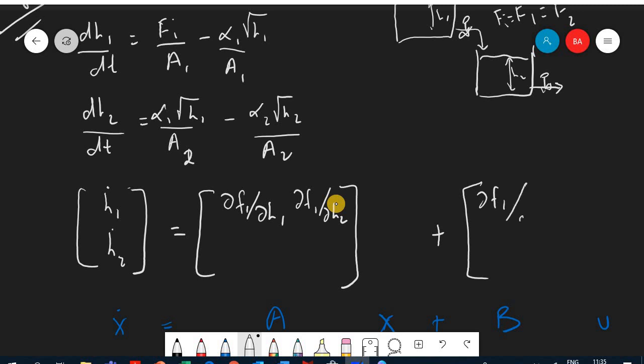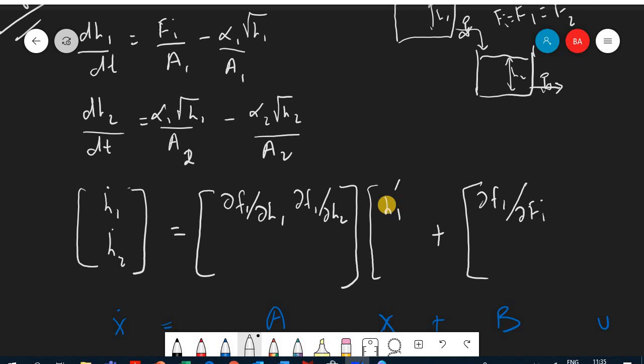Plus B, df1 by dfi. Before I go to this part, I forgot to say something. So now the equation is h1 dot is equal to df1 by dh1 into h1 prime. Right? You remember that? So this is exactly the equation. h1 dot is equal to df1 by dh1 into h1 prime. And of course, everything is here at steady state.